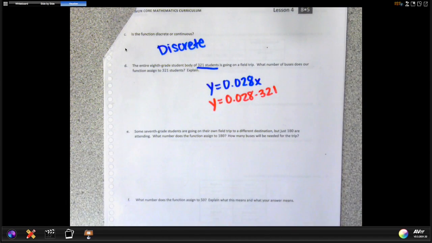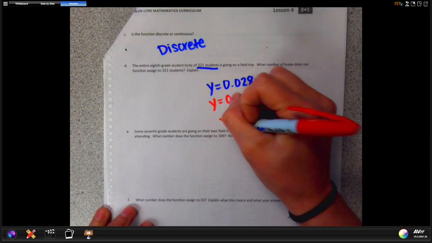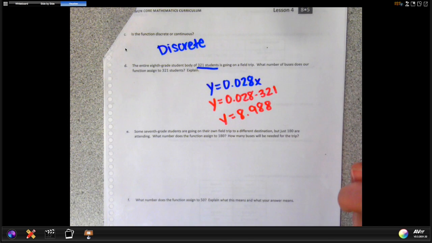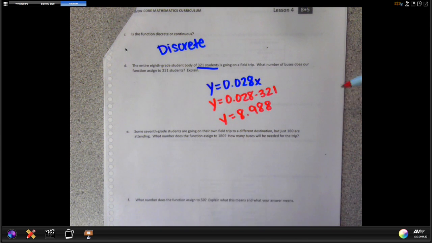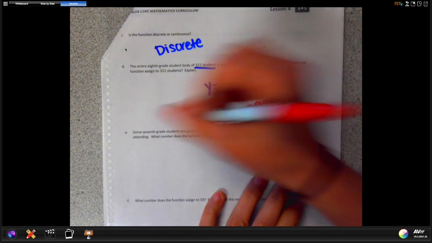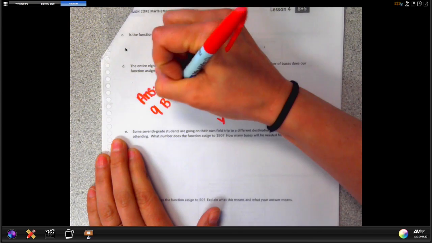0.028 times 321, you get y equals 8.988, which is not our final answer. I can't call the bus garage or the Department of Transportation and say, I have 321 students going on this field trip. I need 8.988 buses, please. They're going to say, okay, do you mean 9? Yeah, we mean 9. We can't have a partial bus. So our answer should not be 8.988. It should be 9 buses is what we need.